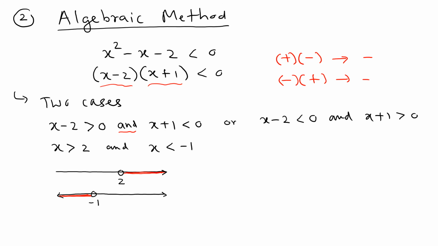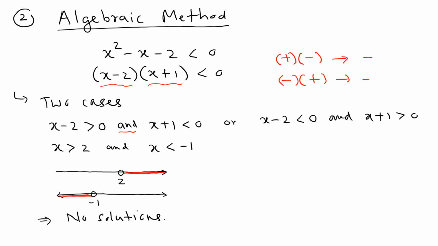So you can see that these two should be satisfied, and you can clearly see that there's no number on the number line that satisfies both of those inequalities. So that means in this case there are no solutions. But this is only one case. There's another case. So the first case doesn't give anything. Let's look at the second case.